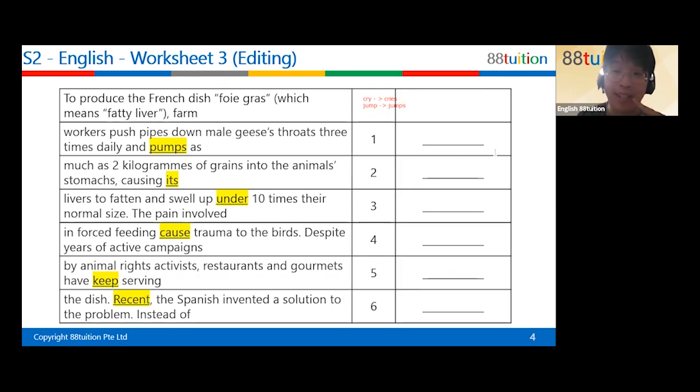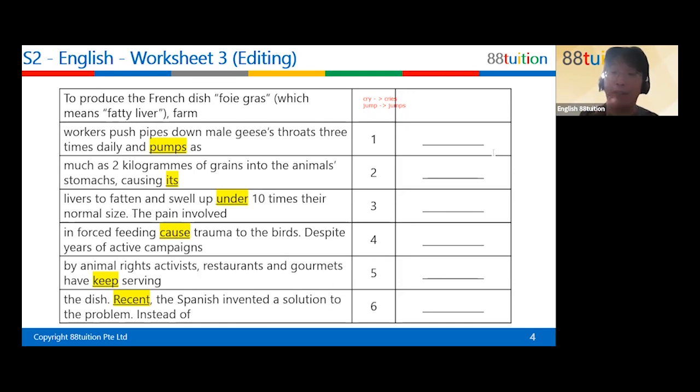Look at what I just said. Happening, the -ing. Normally, when we're talking about things that are happening now, we use the -ing form, which we call the continuous form. It's not the simple present form. The simple present form is used to talk about things that occur all the time, regularly. So over here, this pushing down of the pipe down the male geese's throats 3 times daily, it occurs daily, you see. That's why the author over here is using the simple present tense.